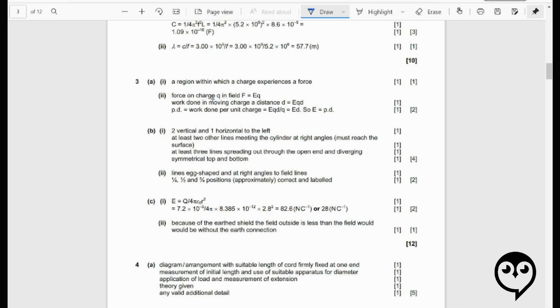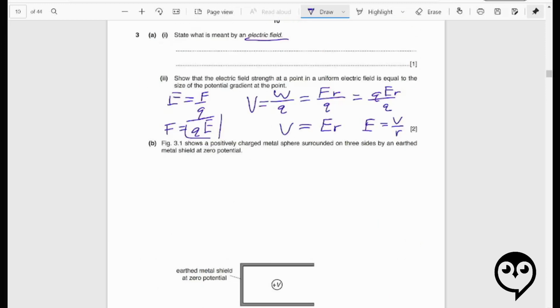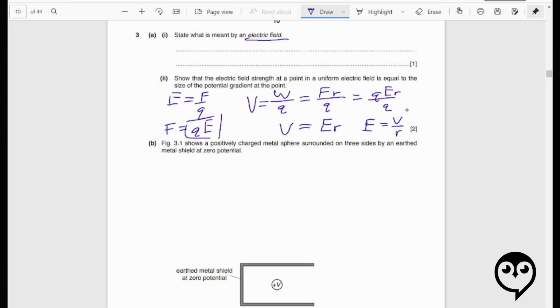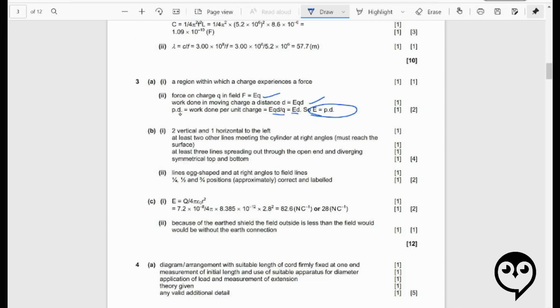The force on the charge in the field is here. Work done is charge times that force times the distance. Work done per unit charge. So you take that EQ, equals ED. So E equals the potential difference. Not potential difference. Potential gradient. They've got here potential difference.